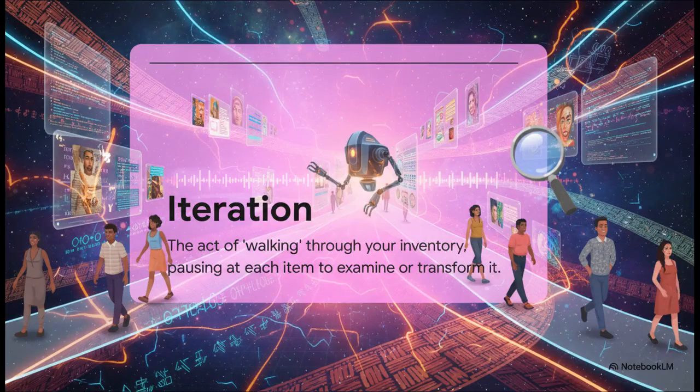Okay, so you've got your inventory. Now you need a way to interact with it, right? That's iteration. Think of it as an automated walk through your gallery. The machine just moves from item to item, and at each one, it pauses to perform whatever action you've defined. This is the rhythm of computational analysis.